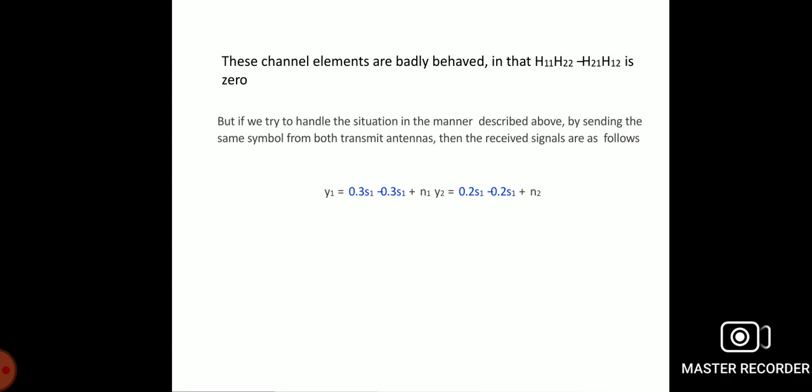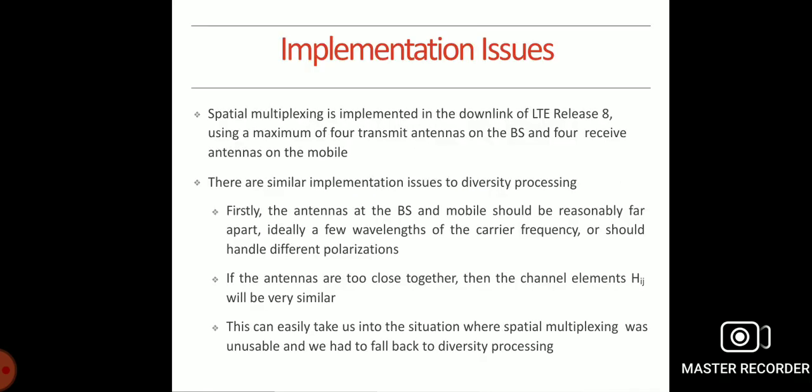And then we can move to the implementation issues. Spatial multiplexing is implemented in the downlink of LTE Release 8 using a maximum of four transmitting antennas on the base station and four receiving antennas on the mobile station. Therefore, there are implementation issues similar to diversity processing. So, what are the issues?